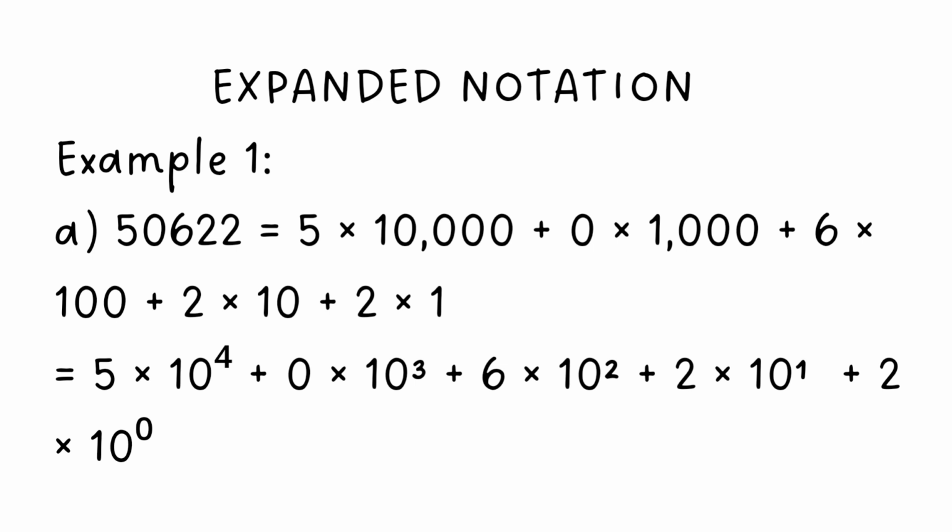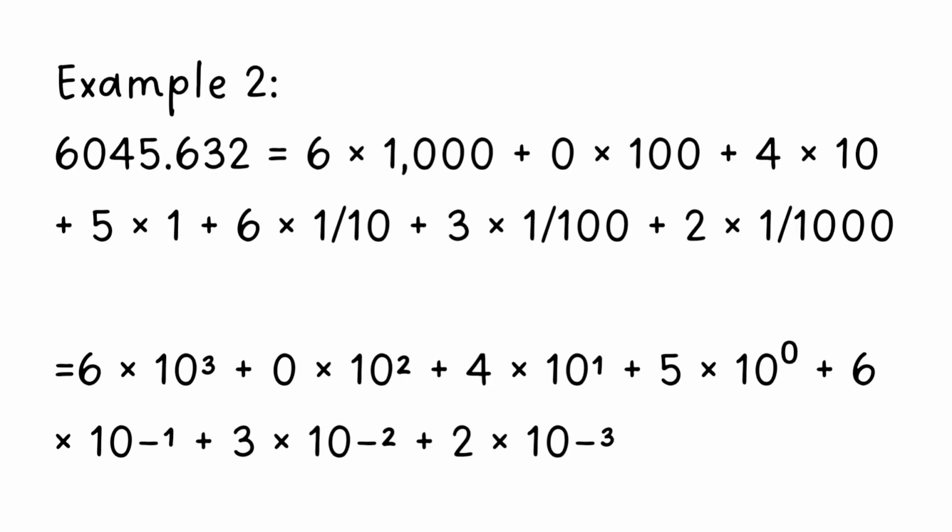Now this is how to express 50,622 in expanded notation form. You can see example 2. To express 6,045.632 in expanded notation form, we have 6 times 1,000 plus 0 times 100 plus 4 times 10 plus 5 times 1 plus 6 times 1 over 10 plus 3 times 1 over 100 plus 2 times 1 over 1,000.